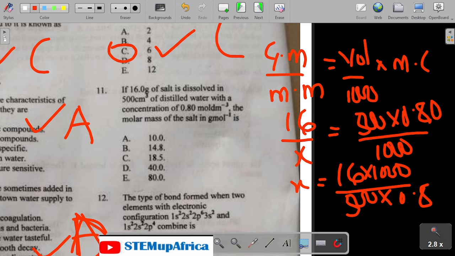You can also use a different method. We have 16 times 1000 divided by 500 divided by 0.8. That will give us 40 grams per mole. That is the molar mass of the compound, 40 grams per mole, which is option D.